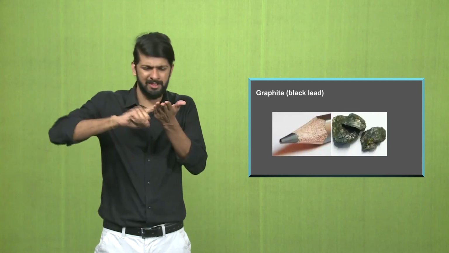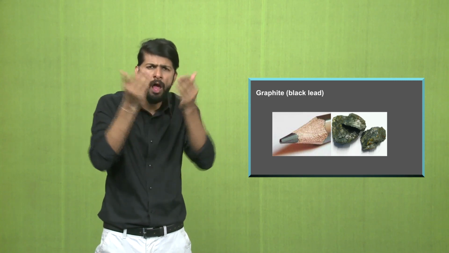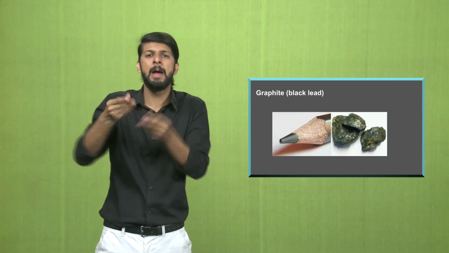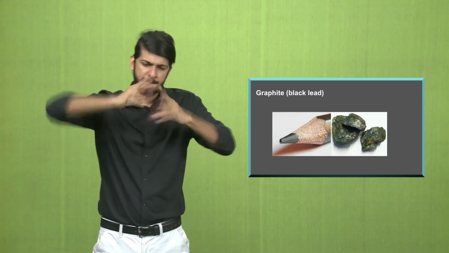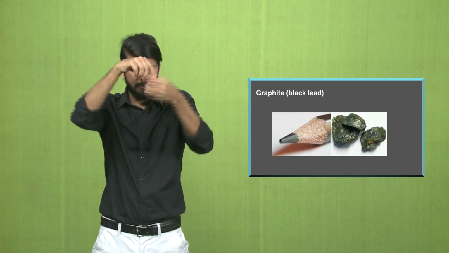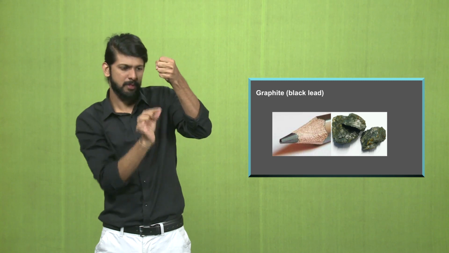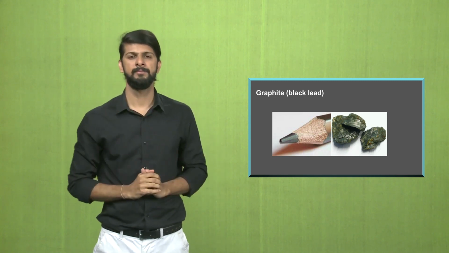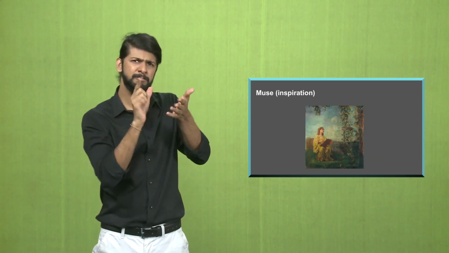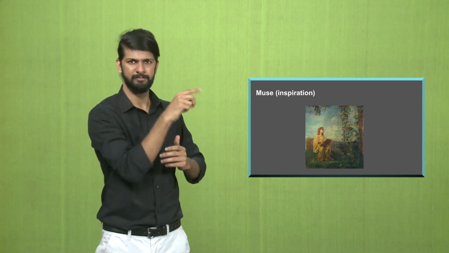New words from the lesson: graphite, or the black lead which we find inside pencils. So, graphite is the mineral or the rock which we use. Muse is an inspiration.